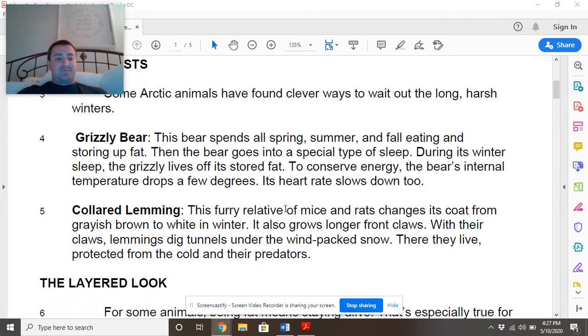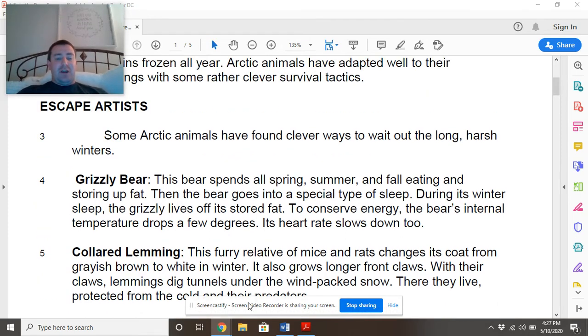Okay. The collared lemming, this furry relative of mice and rats, changes its coat from grayish brown to white in winter. It also grows longer front claws. With their claws, lemmings dig tunnels under the wind-packed snow. They live protected from the cold and predators.